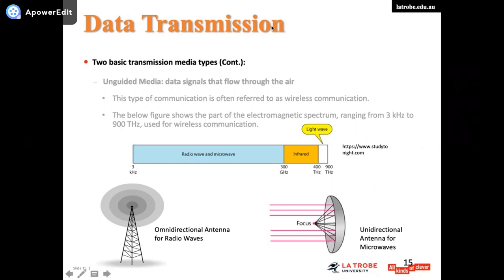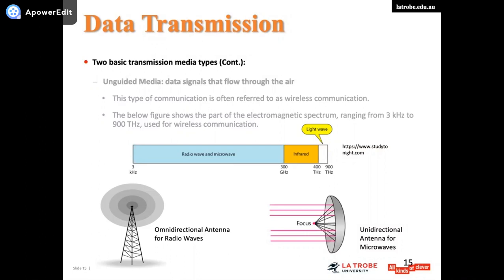As for the radio, one important property is the frequency. The figure below shows the part of the electromagnetic spectrum ranging from 3 kilohertz up to 900 terahertz used for wireless communication. If the frequency is very low, like 3 kHz, it is used for very special wireless communication, because a low-frequency signal can be transmitted to a very far distance. So it's usually used for military communication.